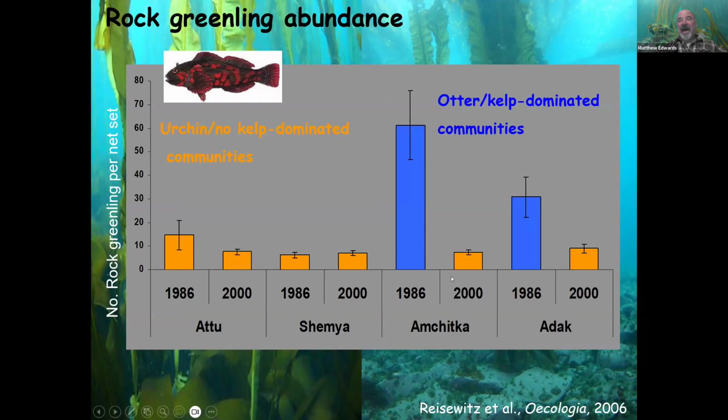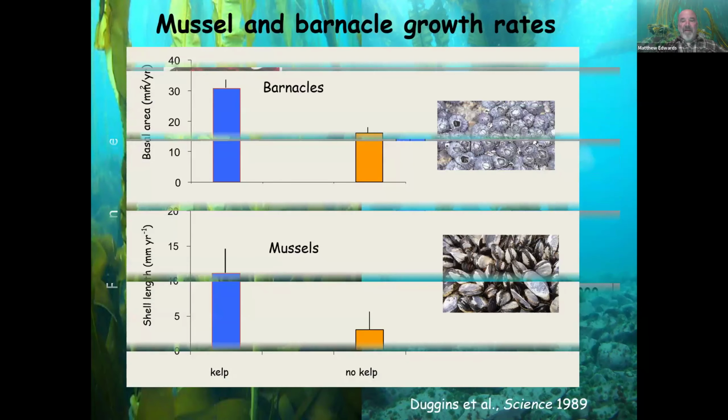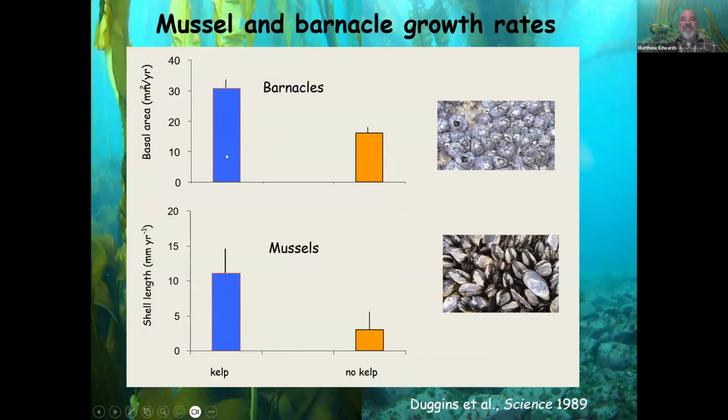But at Amchitka and Adak, as you moved east, before these huge declines, we saw large fish abundances in these sites, and they crashed following this trophic cascade and the loss of the kelp here. So we saw changes to the fish abundances. Working with Dave Duggins, we saw as the kelps were there and they began to break down and create particulate organic matter, right? Barnacle sizes decreased, mussel growth rates decreased.